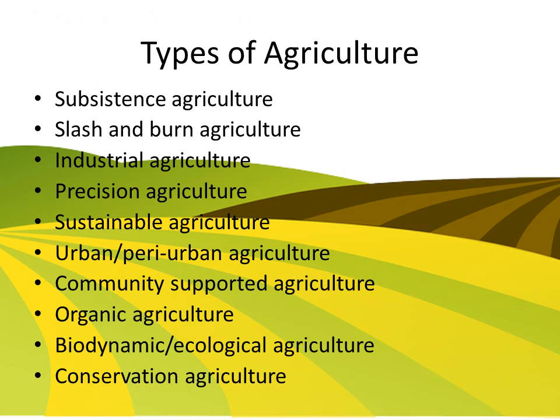Now, these are actually organized not in a specific way, but I kind of organized them in terms of flow, because one form of agriculture typically leads to another. So we'll start with the first one, which is subsistence agriculture.